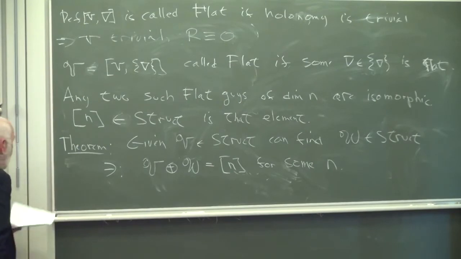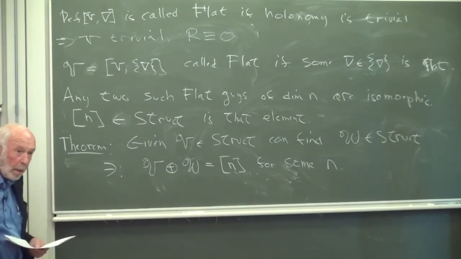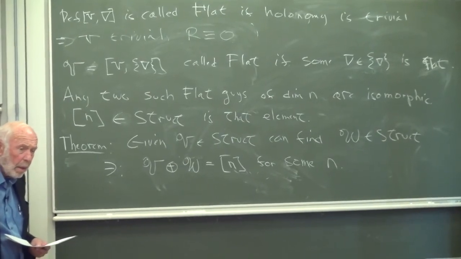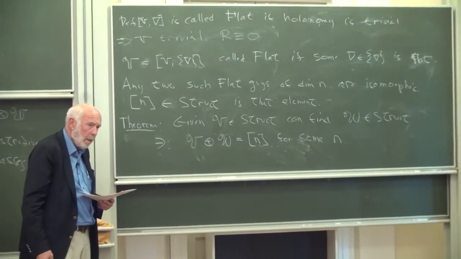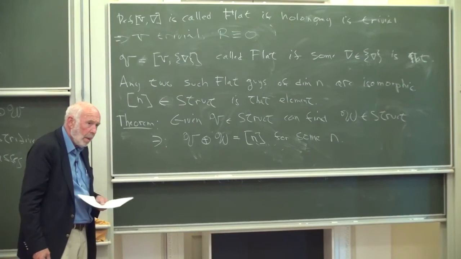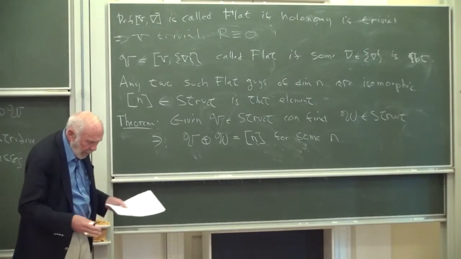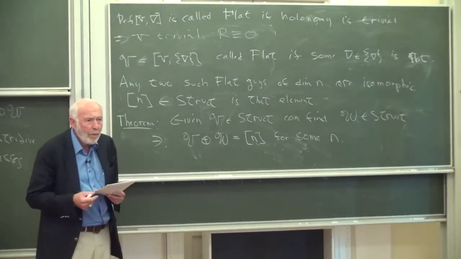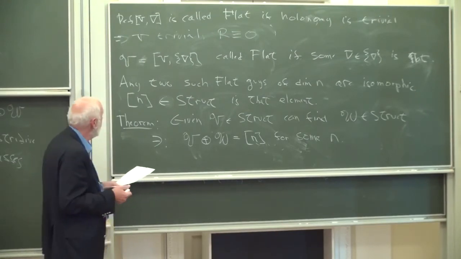Now, the proof of this. The question is about the notation. This n in brackets, I suppose it is an n-dimensional vector bundle, trivial with trivial connection. It's one of this isomorphism class of trivial n-dimensional bundles. The first three lines give a correct statement of what that means.